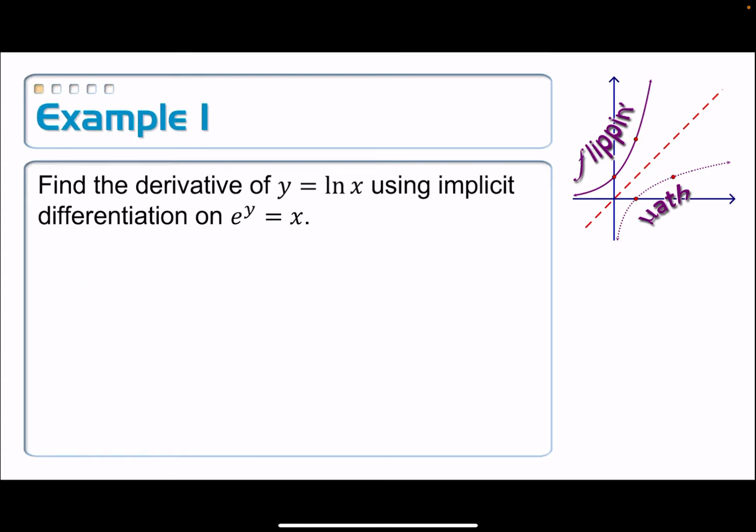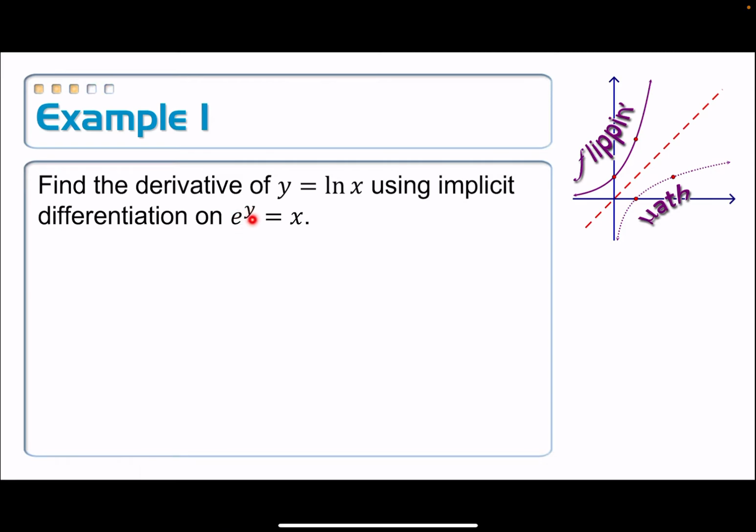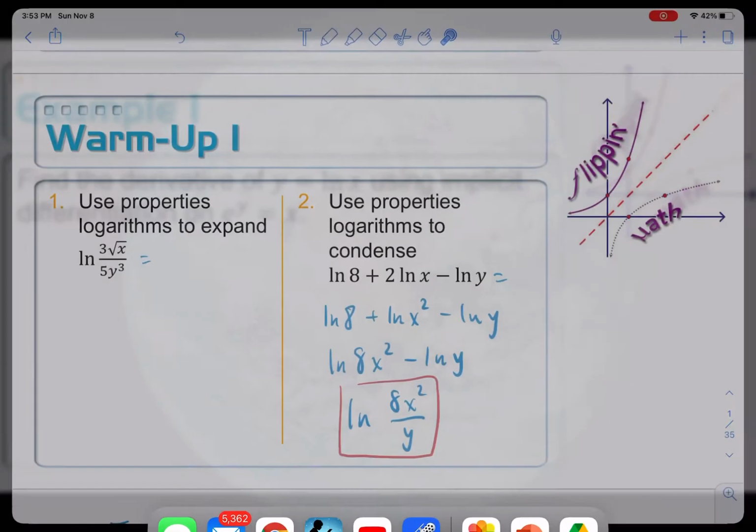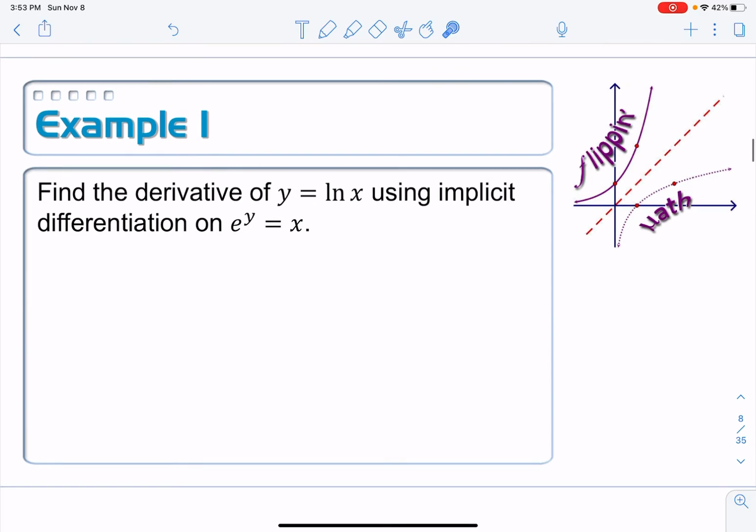So let's use some implicit differentiation in order to find the derivative. Why do I have to use implicit differentiation? Because I have e to the y, a function with a y on the inside of it. Okay, here, let me scroll down a little bit.